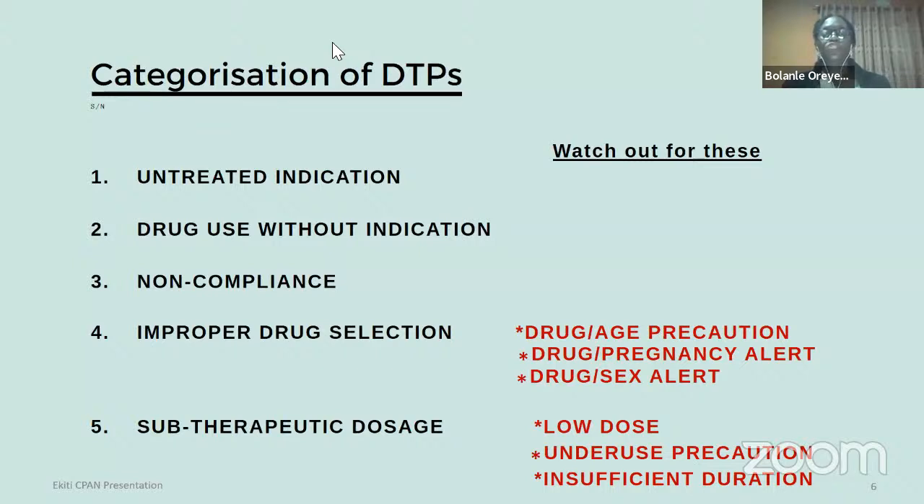You also have drug pregnancy alerts, that is, the drug has been chosen for a pregnant woman, which is actually outrightly contraindicated in pregnancy. You also have drug sex alerts. Then subtherapeutic dosage, where a low dose has been prescribed for the patient, maybe under use, precaution, or insufficient duration. Sometimes you find a prescription and you are wondering why the physician has decided to give the prescription for such a short period of time.